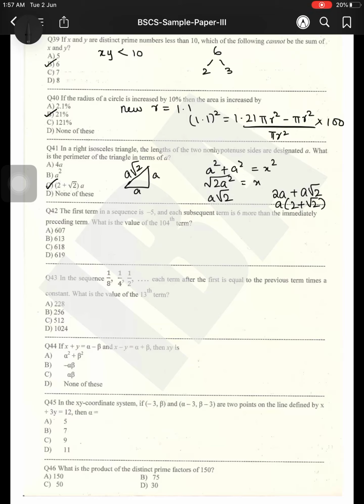In this next question, he says that the first term is minus 5 and each subsequent term is 6 more than the immediately preceding term. So it's going to be AP, which is arithmetic progression. So yeah.